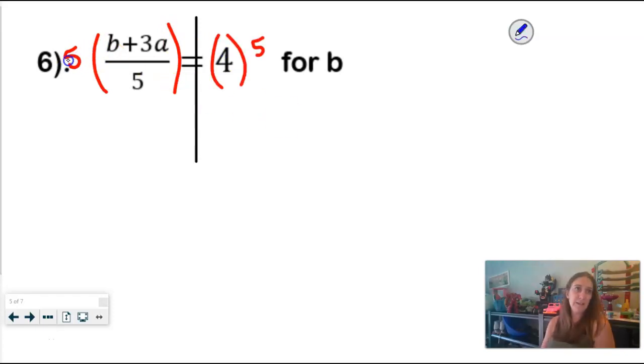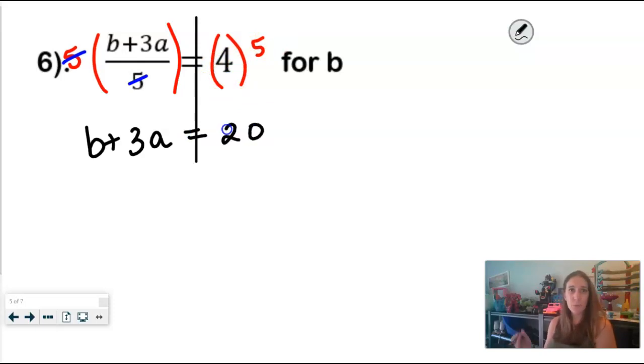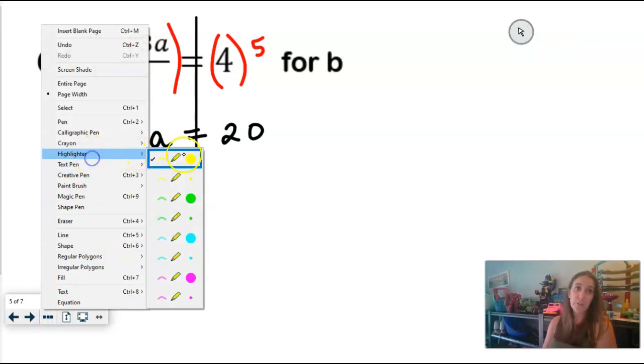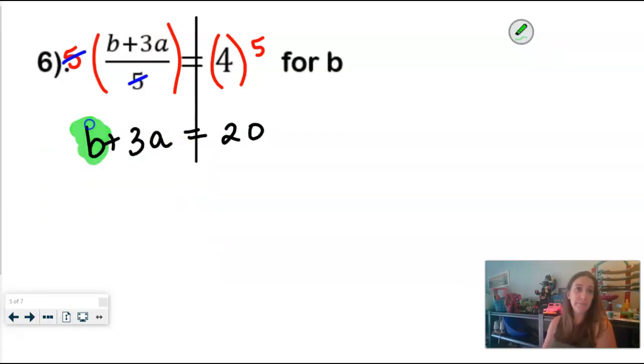So over here on this side, the 5s will end up canceling, and you still have ab plus 3a, but the good news is you no longer have a denominator other than a 1. And then 4 times 5 is 20. Oh, I forgot to highlight and lock it down. We're trying to solve for b, and there's only one b in the whole problem, and it's right here. So final step here, we're going to subtract the 3a.